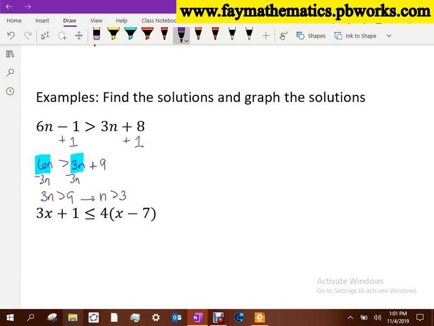Okay. Now, some people might not have done that. What's another approach that we could have gone with? Lindsay? You subtracted 3n first. So it gives me 3n minus 1 is greater than 8. And then what are you going to do? Add 1, so I get 3n is greater than 9. Still going to divide by 3, right? n is greater than 3.